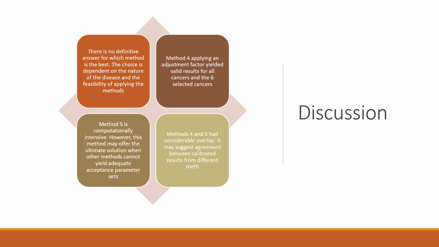Discussion. We selected 6 types of cancer and all cancers to calibrate due to the availability of data. We used 5 methods to estimate the 1-year relative survival ratios. There is no definitive answer for which method is the best. The choice is dependent on the nature of the disease and the feasibility of applying the methods.